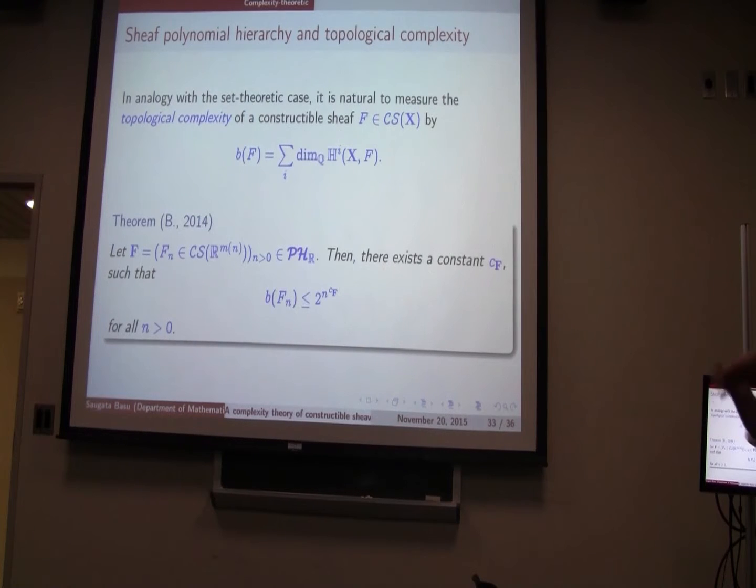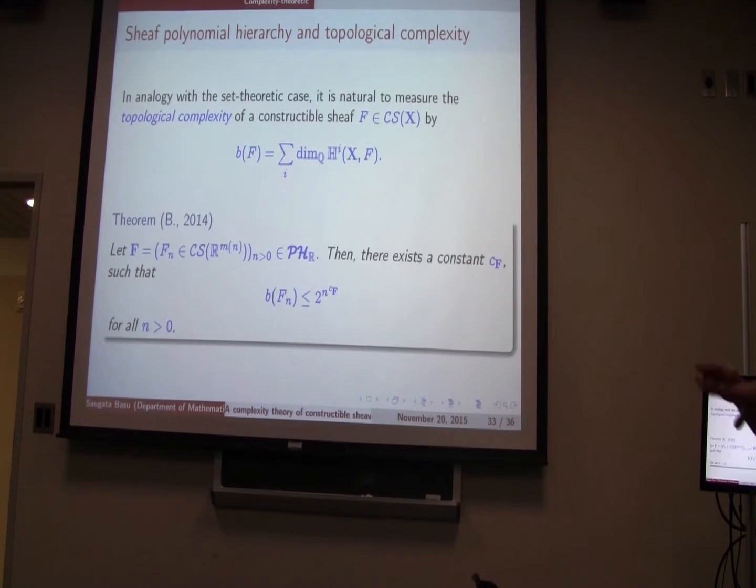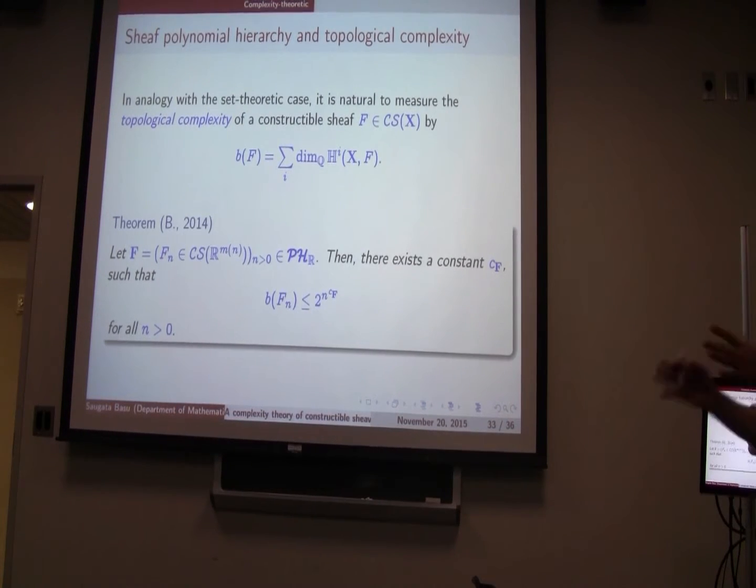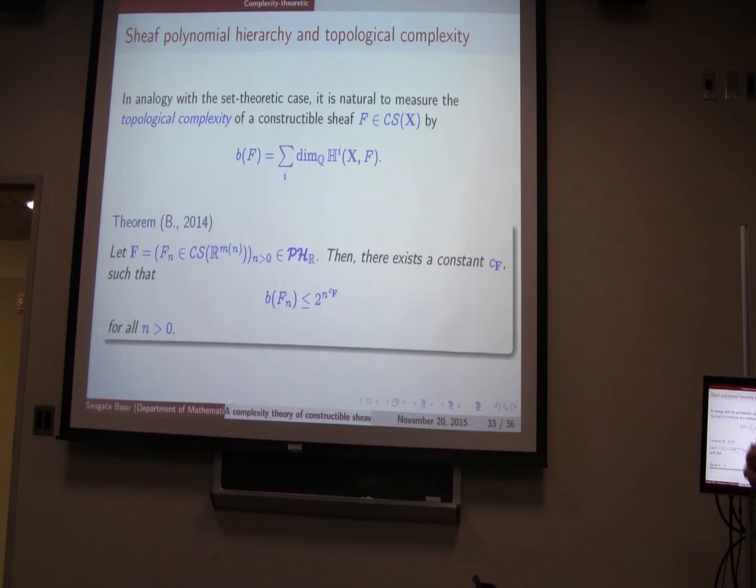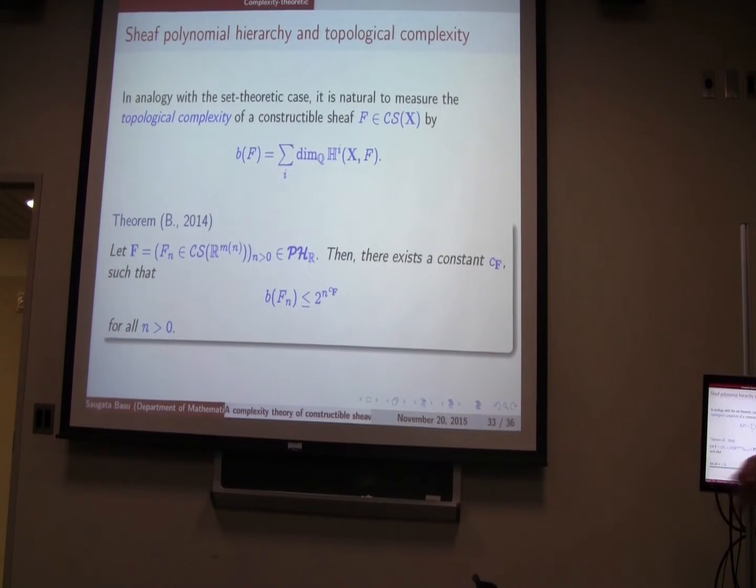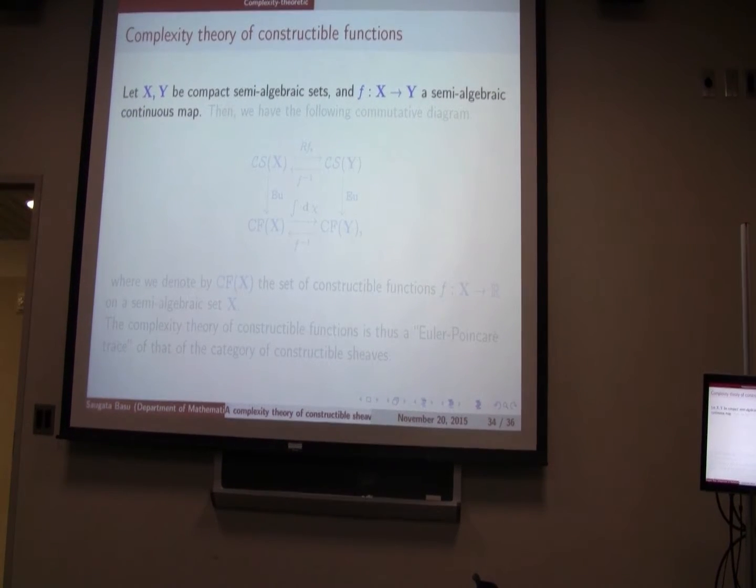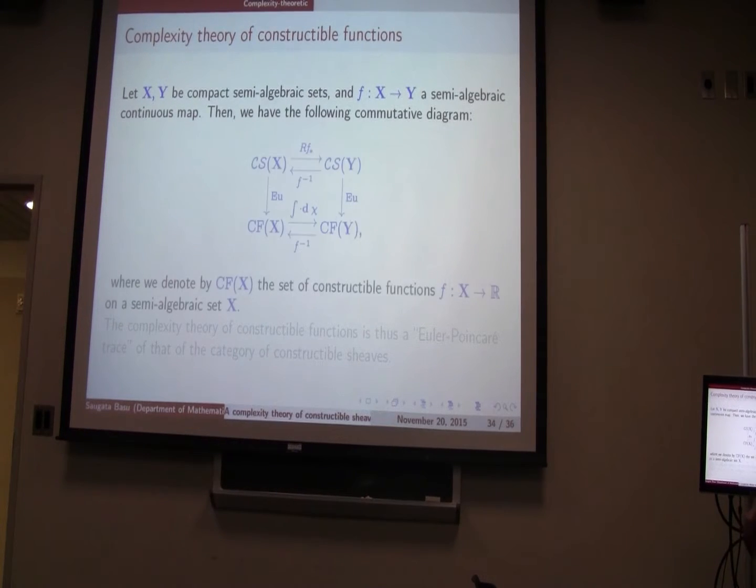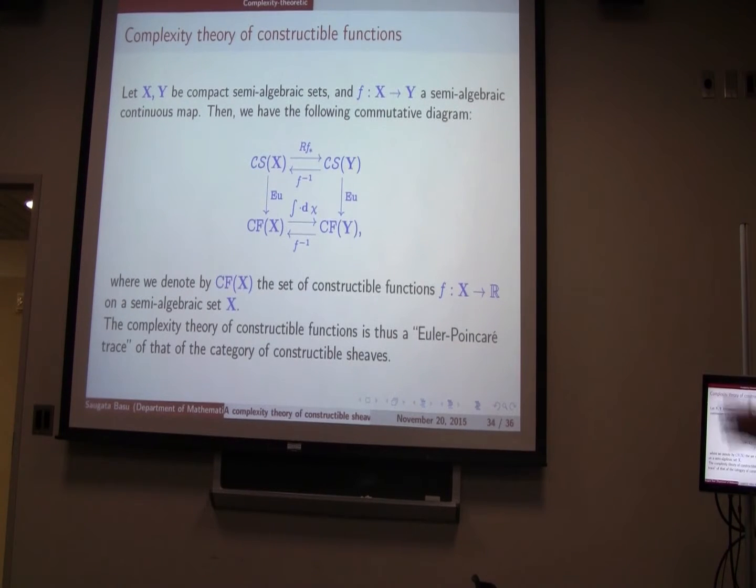So the thing that I want to stress is that just like in the semi-algebraic case, where you can give effective bounds on the Betti numbers, in the constructible sheaf case, if you put a certain measure of complexity, like I did for constructible sheaves, then you can also effectively bound the hyperhomology.